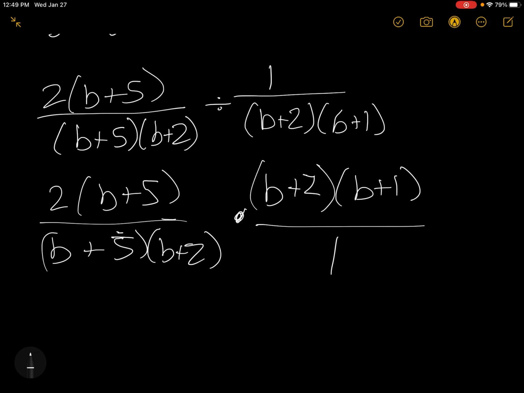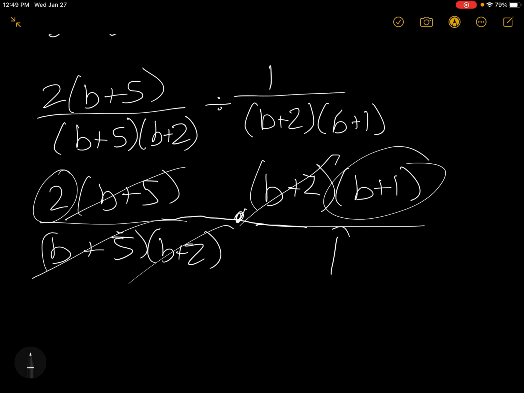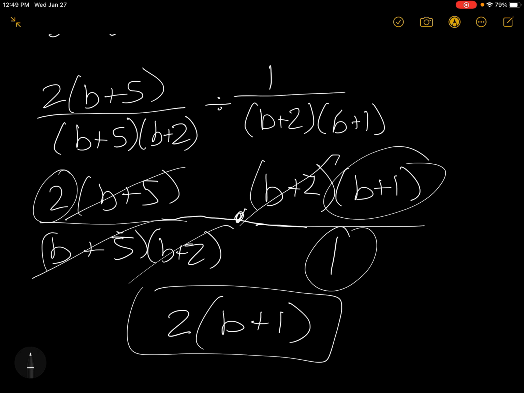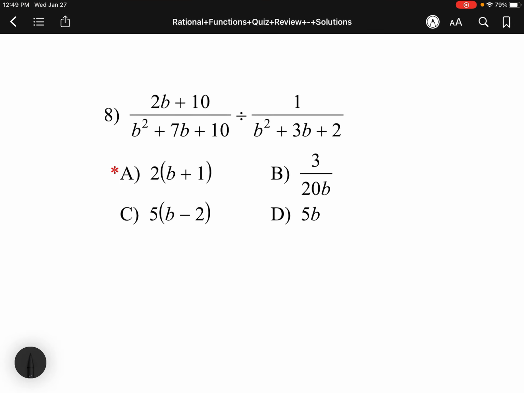And again, we don't have to worry about the domain in the quiz, so we're just going to go right ahead, connect this, and we're going to eliminate what we can. So b plus 5 can cancel out b plus 5, b plus 2 can cancel out b plus 2, and then we're left with 2, b plus 1, and 1 in our denominator. We can ignore the 1 in our denominator because any number divided by 1 is itself, so we are left with 2 times b plus 1. This is the answer. Let's go to the quiz. And it is option A, 2 times b plus 1.